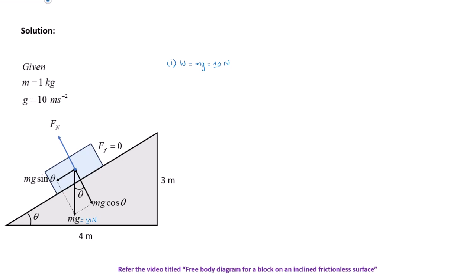And in that, we have to show the two components of the weight. So the first component is perpendicular or normal to the surface. You can always refer to the video that I have prepared that explains the conceptual understanding of the topic. Nevertheless, I'm going to reuse all the concepts from there which are relevant for this numerical.